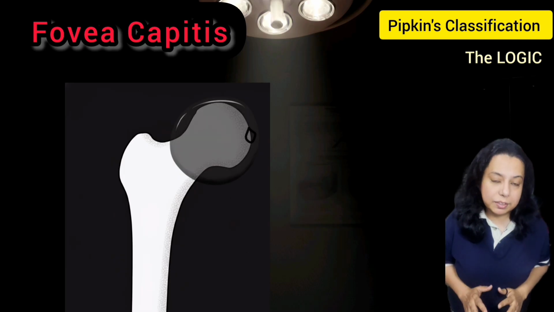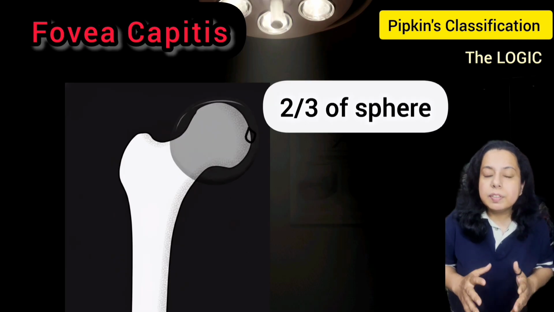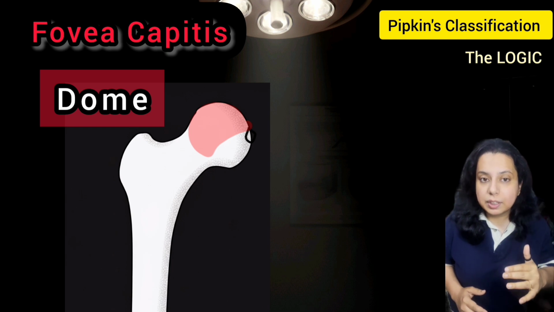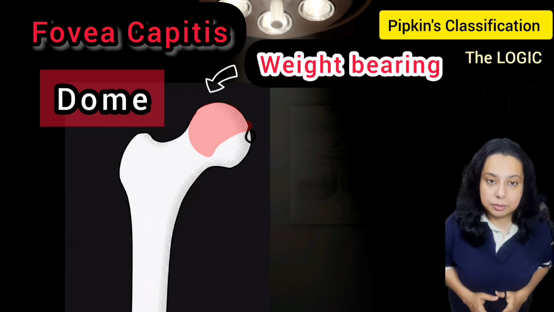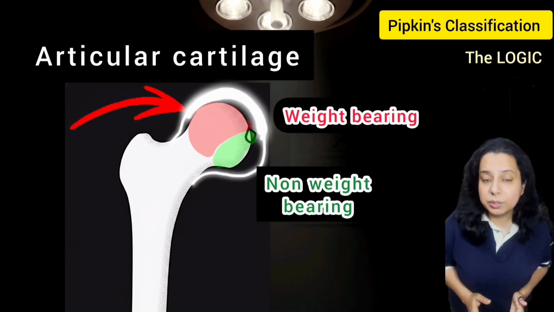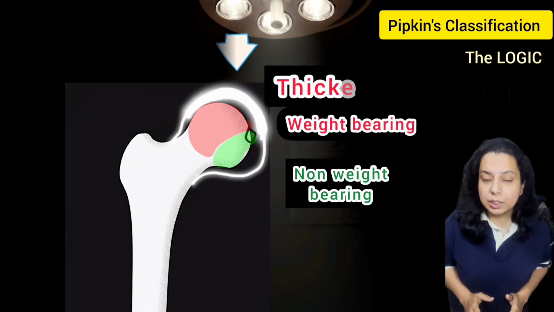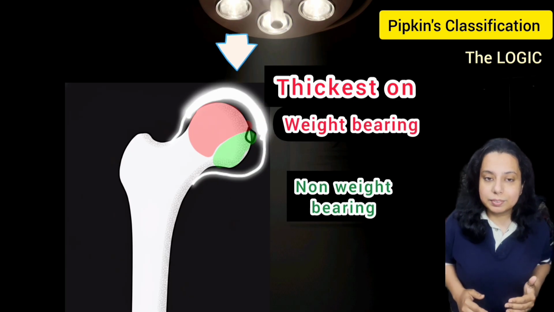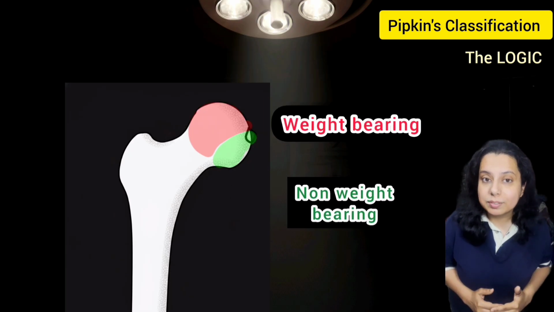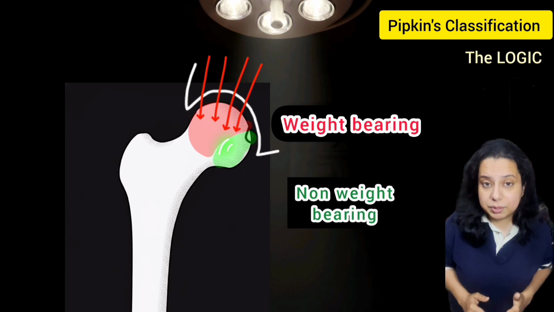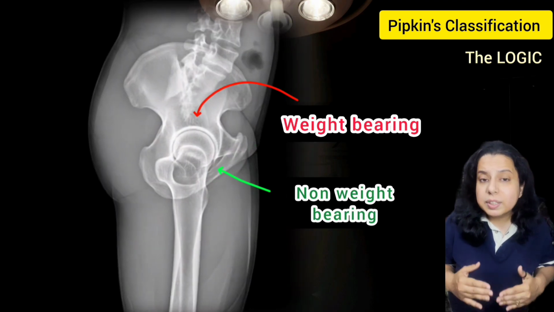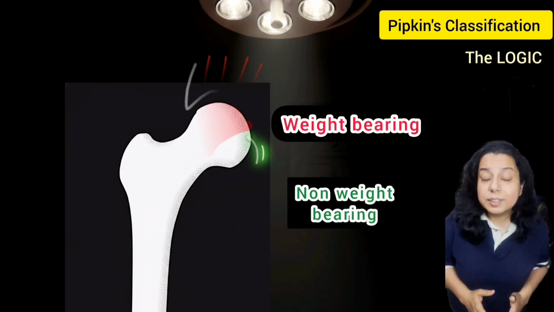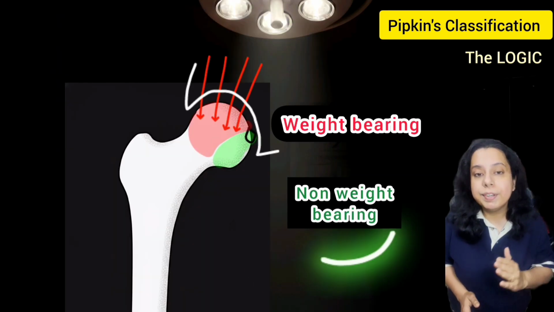See, we all know that the femoral head is shaped like roughly two-thirds of a sphere. The dome, which is the superior quadrant of the sphere, is the primary weight-bearing region. Although the entire surface of the femoral head is covered with articular cartilage, the thickest cartilage is present over the weight-bearing dome as it endures maximum load. The part which is below the fovea capitis does not come into contact with the acetabulum during normal standing and normal walking. Therefore, that part is considered the non-weight bearing part.